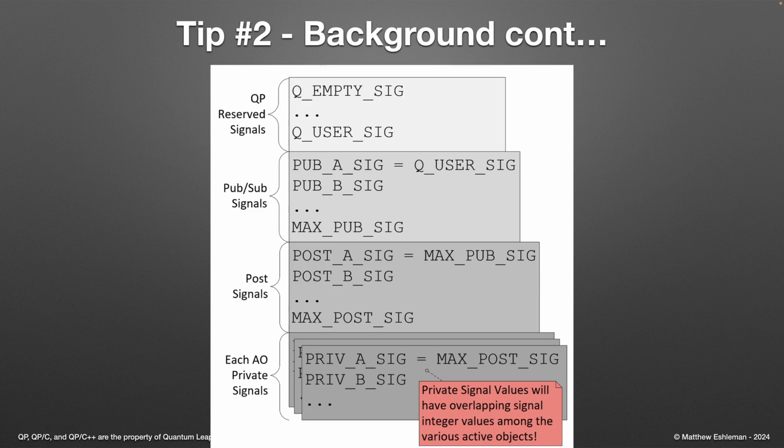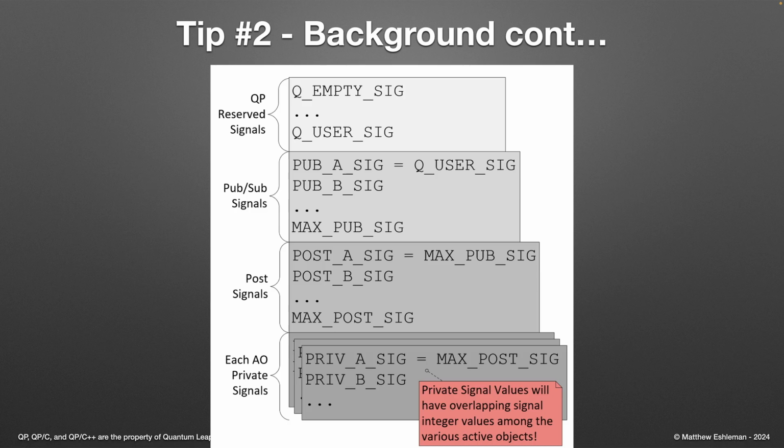Then typically, not always, but typically, a project will have a number of events that are posted directly. So one active object just posts an event with an associated signal directly to some other active object, and vice versa. So we have to enumerate all of those signal values as well. And you'll notice we have a max posted signal.